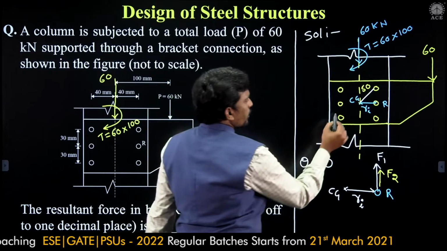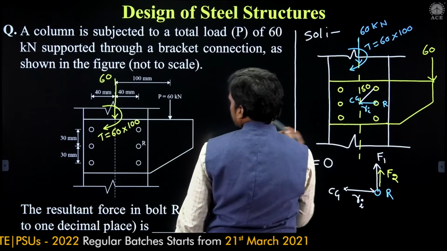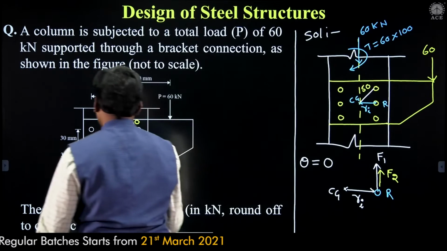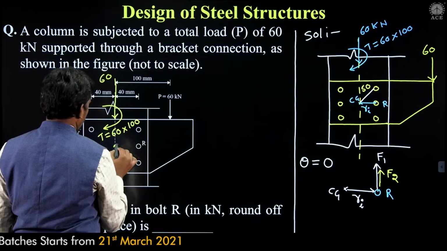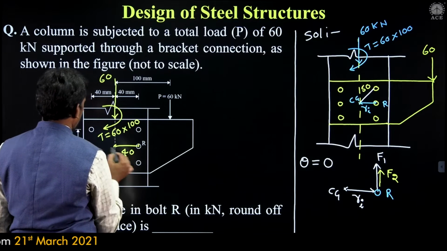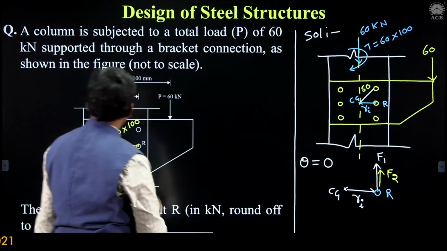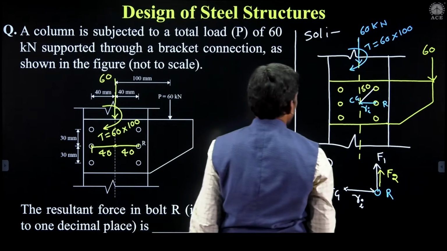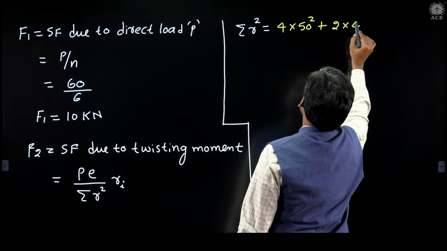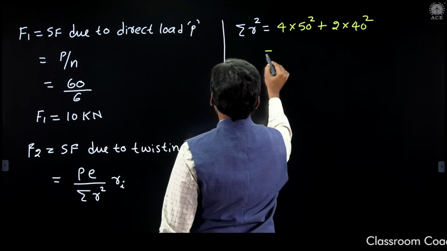Next, only these 2 bolts. What are the radial distances here? This is 40, yes or no? From CG to this center, this is 40, and from this center to here, this is also 40. Then how many 40 radial distances are there? 2. Then 2 into 40 square. Then solve this equation.